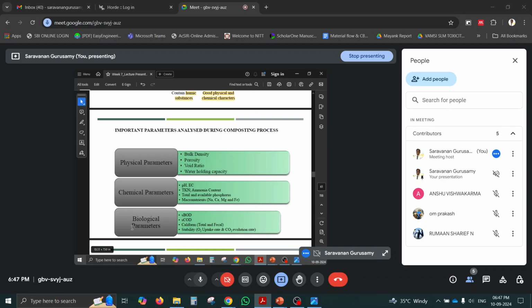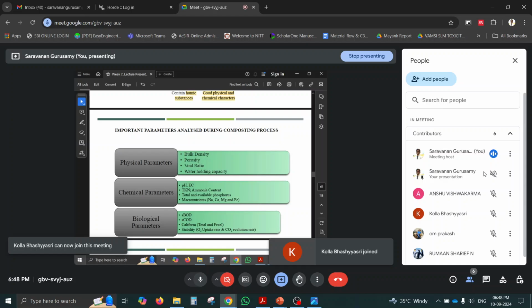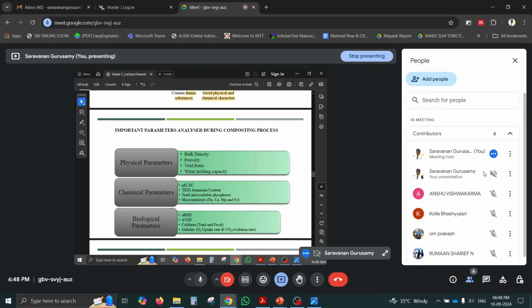And then coliforms. It's not caliform, it's coliform. Coliforms are microorganisms which are able to form colonies. That is called colony forms, or coliforms. So total coliforms and the fecal coliforms we need to check. Fecal coliforms are the ones coming from human feces only. So E. coli and this type of microorganism should not be there in compost. And then stability. How to check the stability of the compost? By oxygen uptake rate and the CO2 evolution rate.